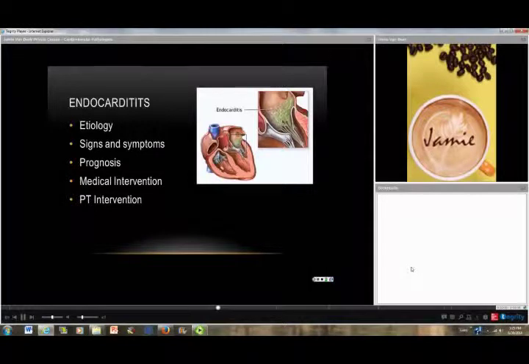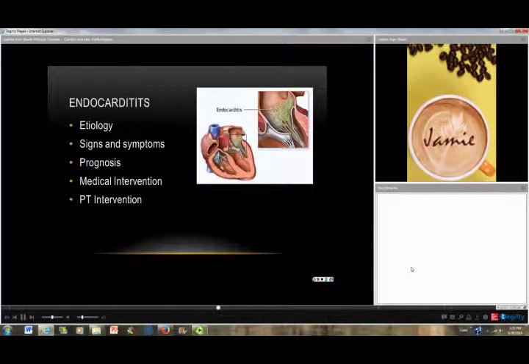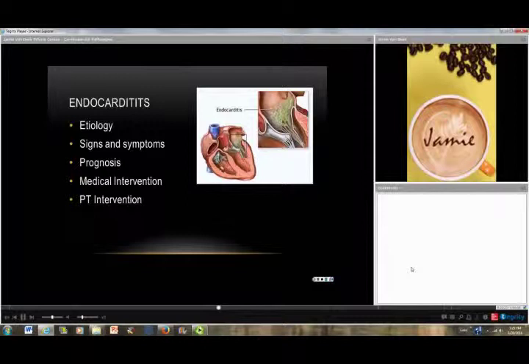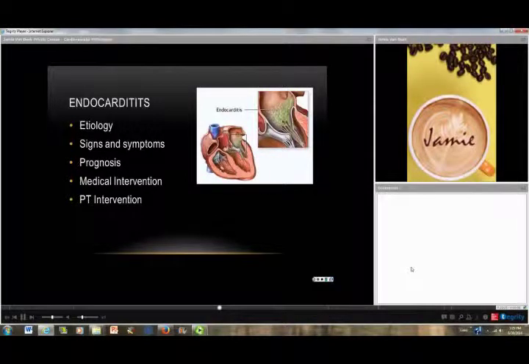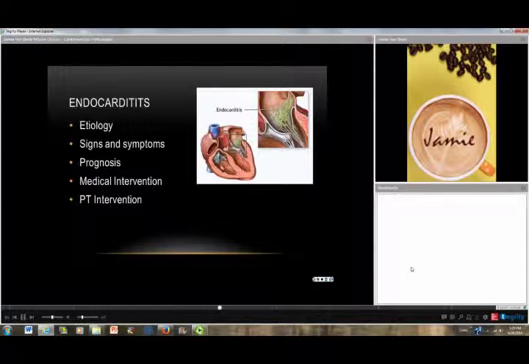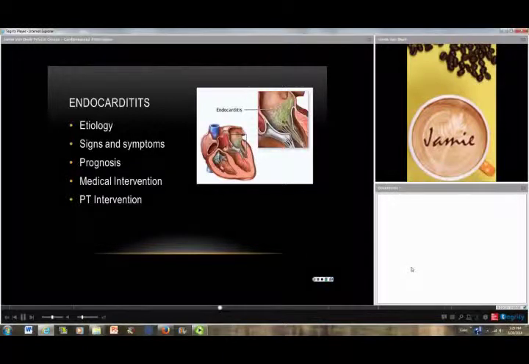Now, are there more patients with mitral valve prolapse, or is it just because we have better testing now and people are getting diagnosed with it? You kind of have to decide. My guess is it's probably because we have the equipment.